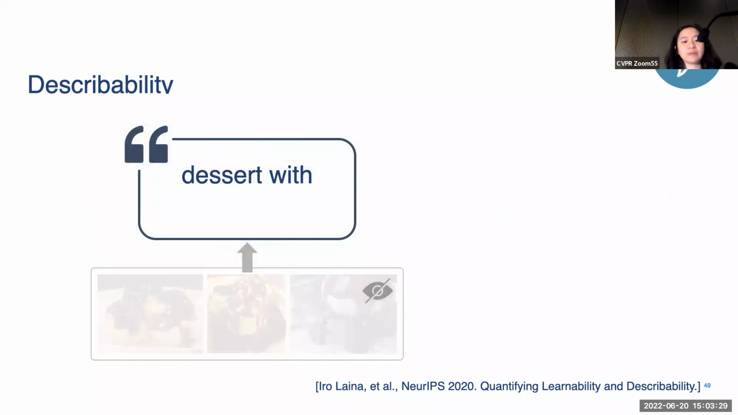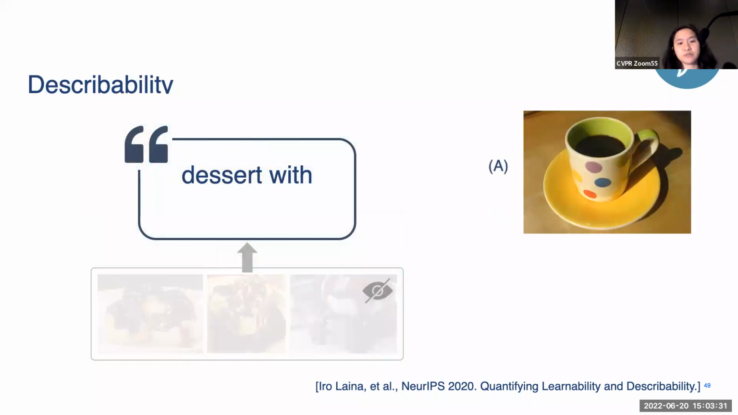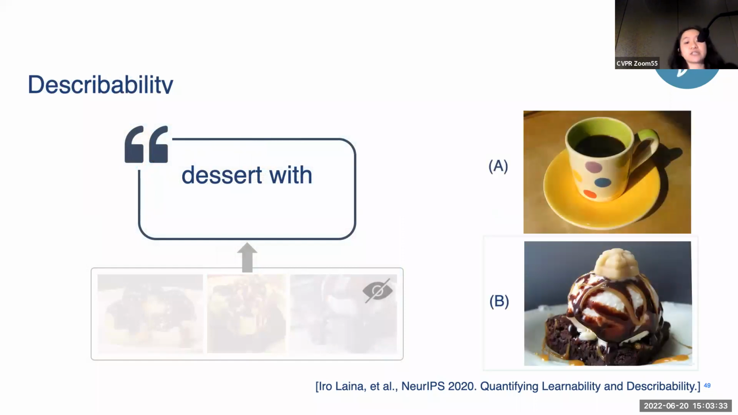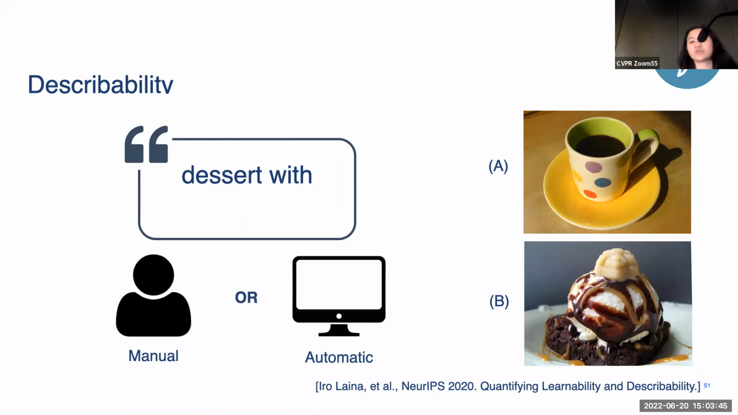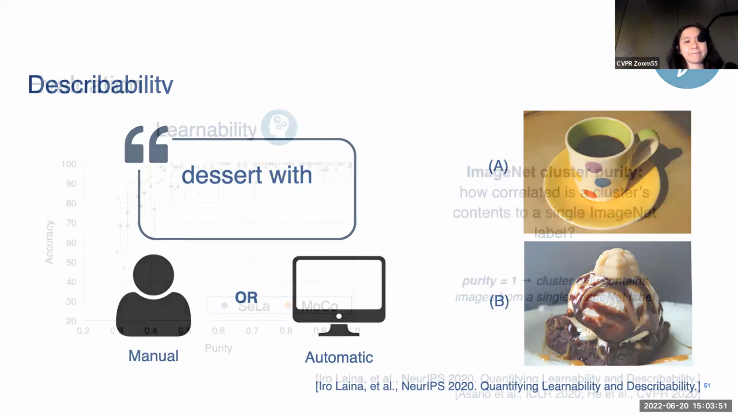In this example, you can probably guess that the correct answer is B. This matches the description. It's supposed to say dessert with chocolate sauce. Here we conduct experiments with descriptions provided manually by humans, but we also answer the question, to what extent can these groups be automatically described by evaluating a group-level captioning system?